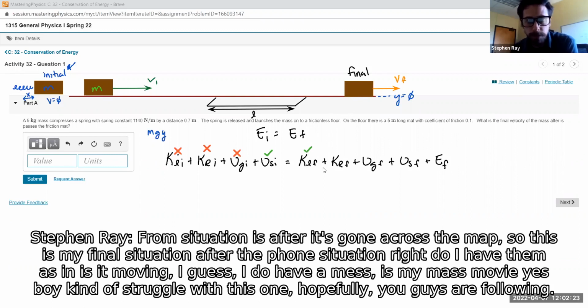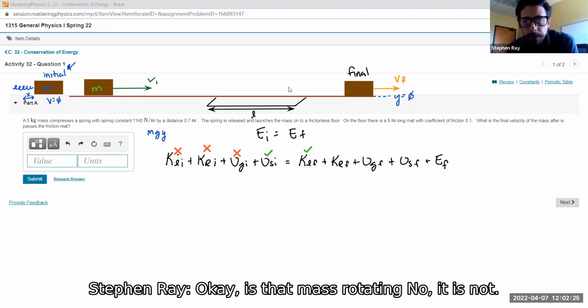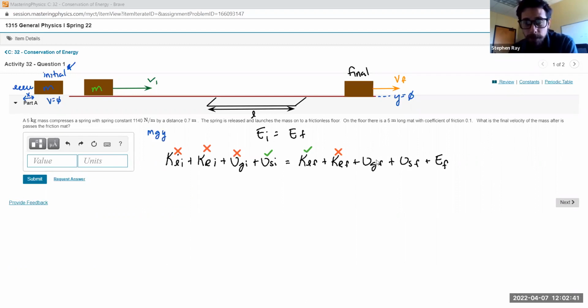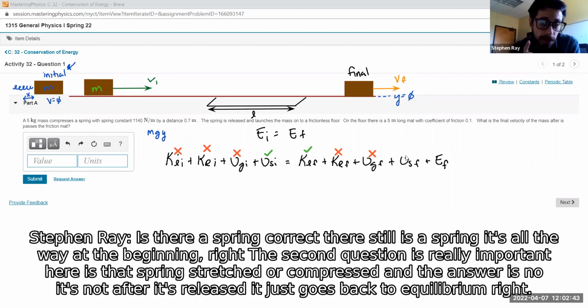Boy, kind of struggling with this one. Hopefully you guys are following. Okay. Is that mass rotating? No, it is not. Do I have a height that is measured from 0? Nope, I don't, because I am at y equals 0. I am not at a non-zero height. Is there a spring? Correct, there still is a spring. But the second question is really important here. Is that spring stretched or compressed? And the answer is no, it's not. After it's released, it just goes back to equilibrium.